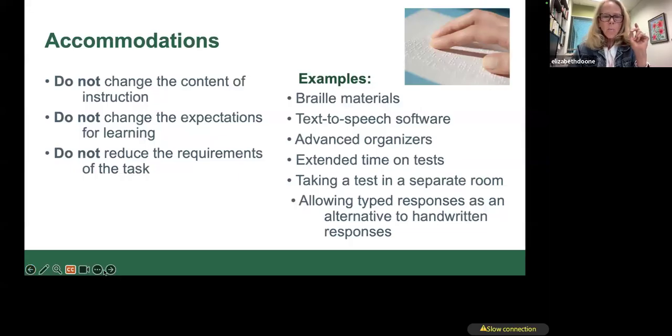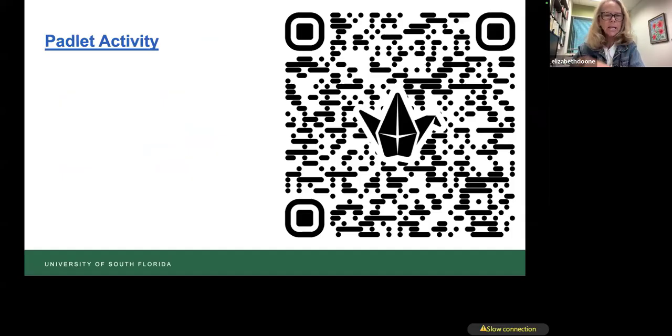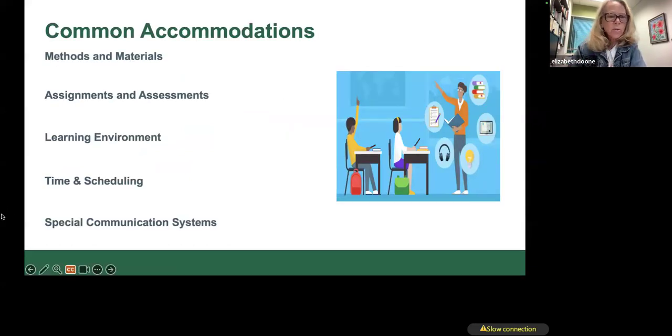The difference is that modifications will change the grading system. Modifications will require that you have adjusted the work, and then you grade based on what they're able to do. So as I mentioned, in Florida, we reduced that level of expectation, and now we grade on what they're able to do.